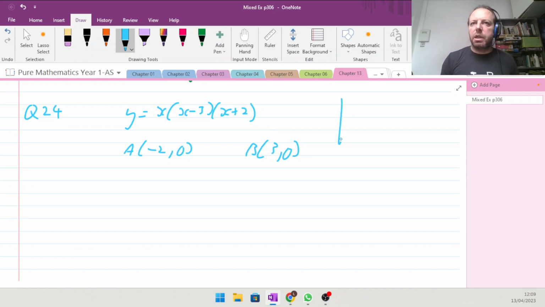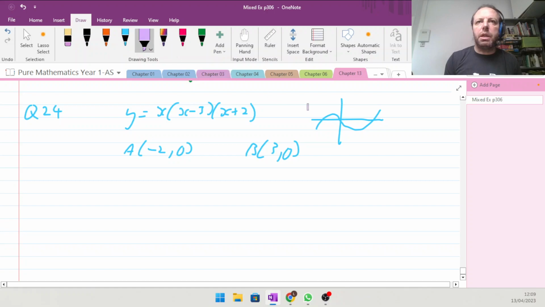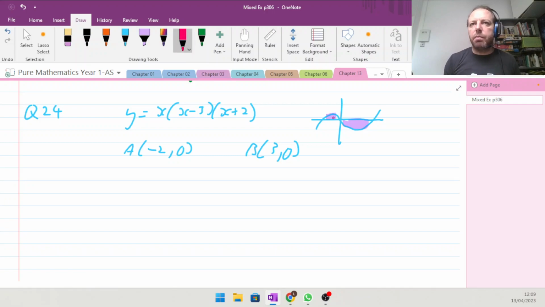Something to notice here is that this graph looks like this, and they want us to find these areas here. Now we will have to do them separately and add them together, otherwise this one here would be negative, and this one would be positive. So we've got to work out this one on the right, change it to a positive, and then do it. So let's have a look.